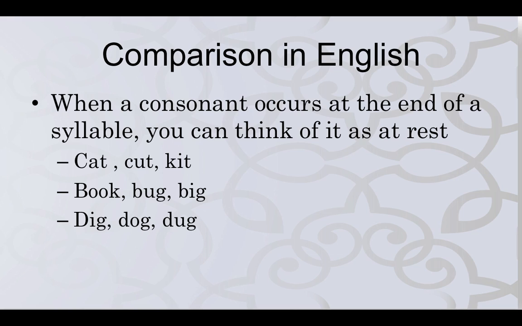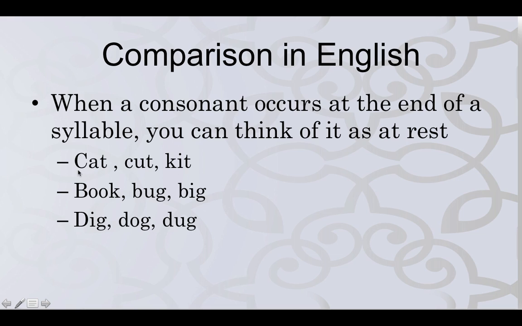So remember, we talked about how language is made. What is the construct? Consonants and vowels combine to make syllables, syllables combine to make words, words combine to make sentences, sentences combine to make meaning, and meaning is language, right? So we're just in the mode of consonants and vowels right now. Whenever a consonant in English occurs at the end of a syllable, you can think of it as being at rest. Very similar to the concept in Arabic. I'll give you some examples here, with three different words with three different vowels and consonants.